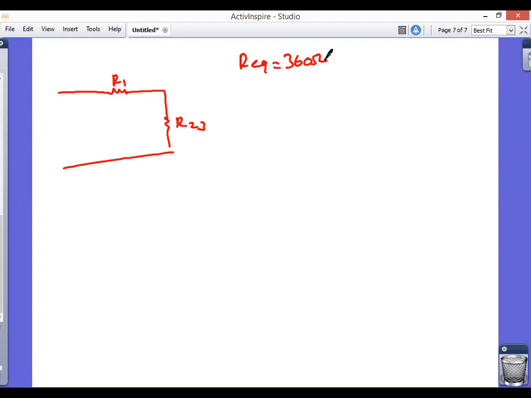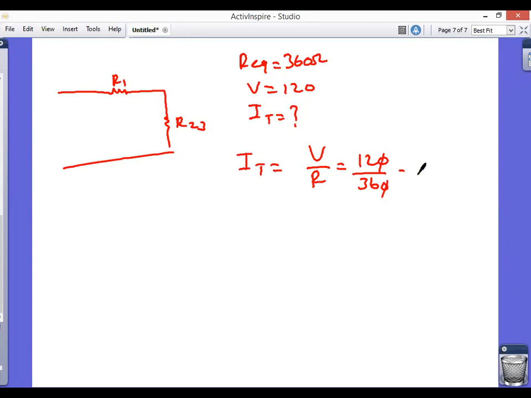Since R equivalent is 360 and the V is 120, we can find the total current flowing through here. So the current is going to be equal to V over R, which is going to be 120 over 360. These two are going to cross out each other. So 12 over 60, it is going to be 1 over 3. That is going to be 0.33 ampere. So this full current we have here is 0.33.